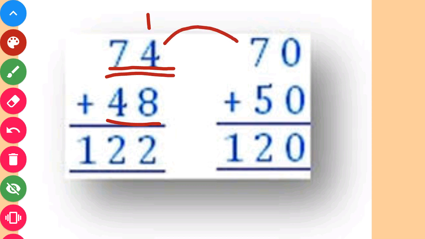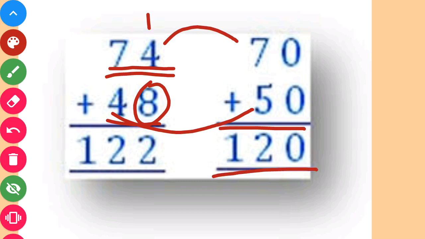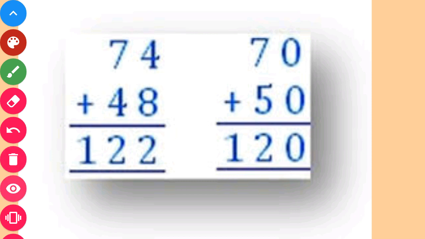Now 48. Here at the ones place 8 is there. 8 is greater than 5. So this number will become 0 and 4 will get increased by 1 and it will become 5. Okay. Now 70 plus 50, we will just add them. What will we get? 120. Great. Let us understand this further. Suppose I have to add two numbers, 32 plus 43.